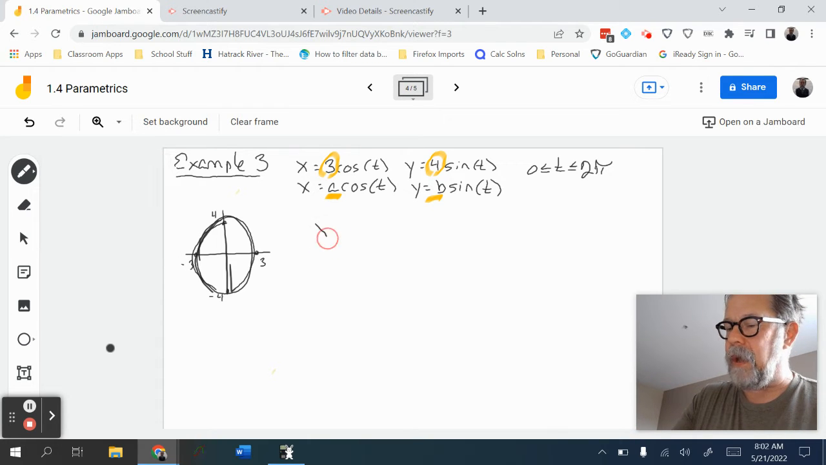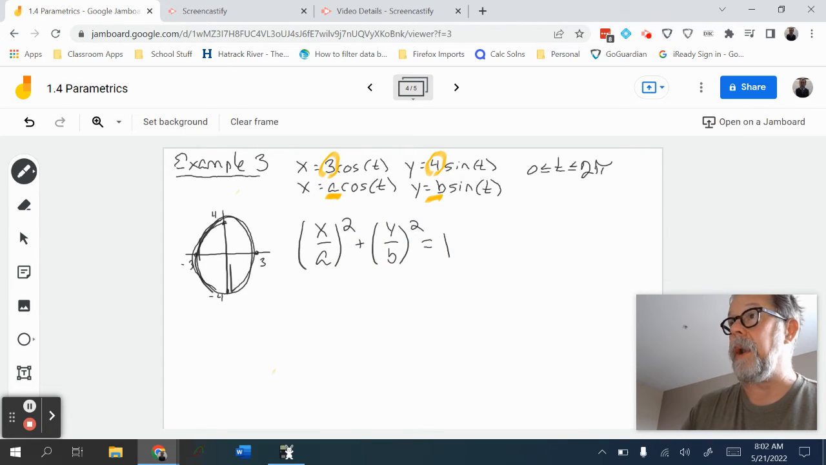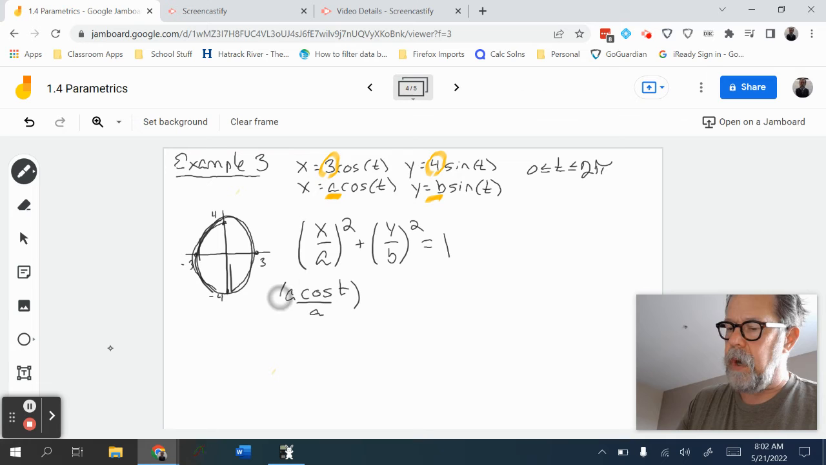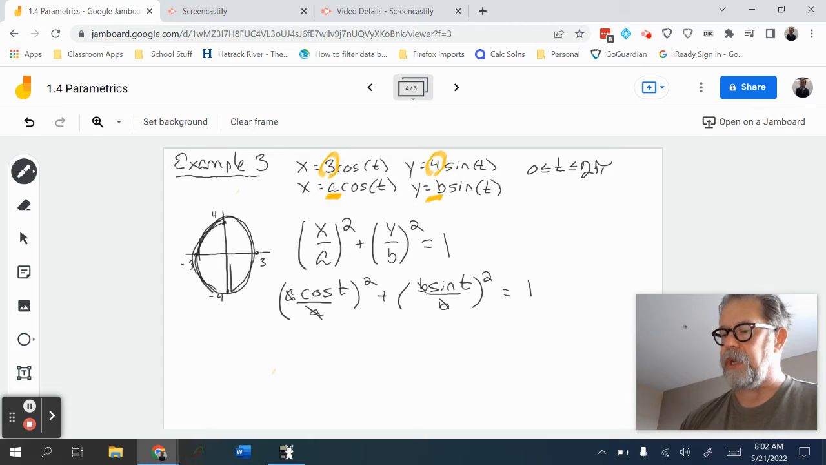We remember that the equation of an ellipse is (x over a) squared plus (y over b) squared is equal to 1. We know that whichever is larger, a or b, will be the major axis. So let's try this. (A cosine of t over a) squared plus (b sine of t over b) squared. Sure enough, the a's reduce, the b's reduce. We're left with cosine squared plus sine squared, which is in fact equal to 1.